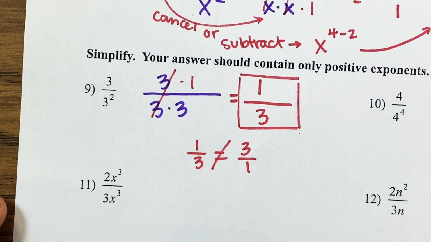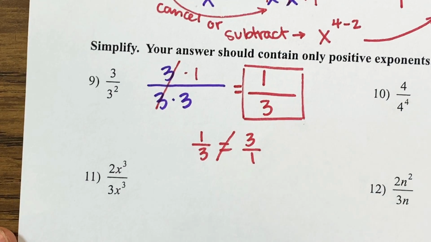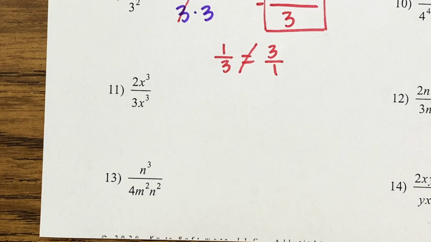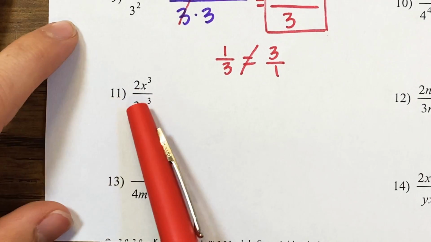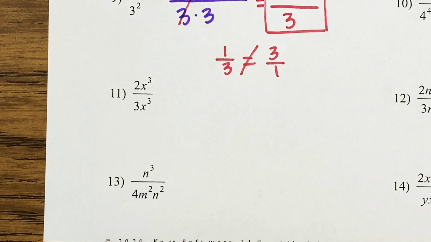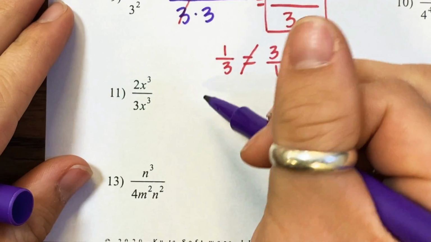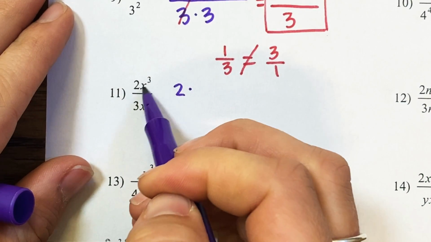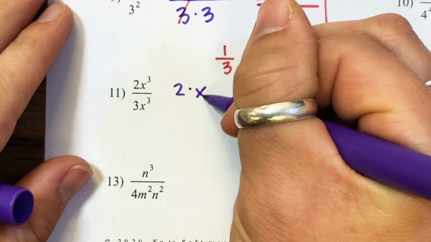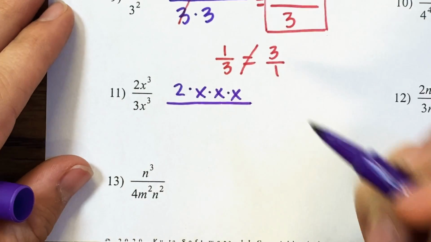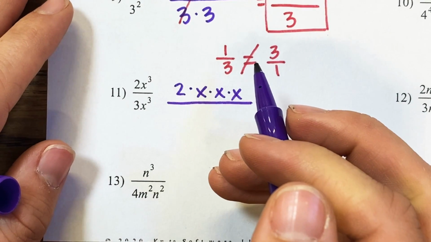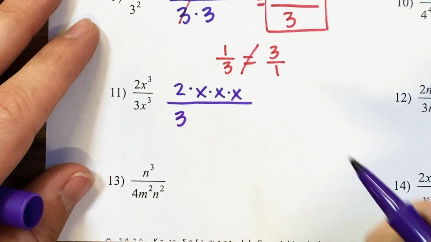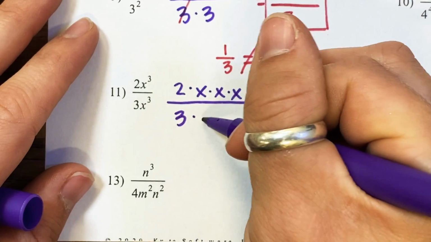Okay, awesome. Let's skip number 10. Number 10 is just like number 9. So let's go down to number 11. Okay, number 11. So we have now coefficients here, but we're gonna start it the exact same way. So I'm going to expand the top. I have a 2, which is just a coefficient, but it's being multiplied by x how many times? X 3 times. Okay, that's my top that's expanded. On bottom, I have a 3. I have a 3 that's being multiplied by x 3 more times.